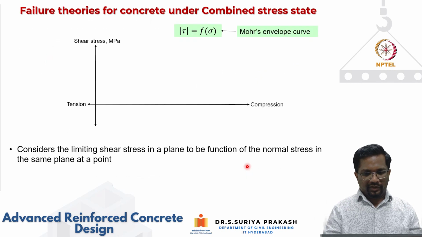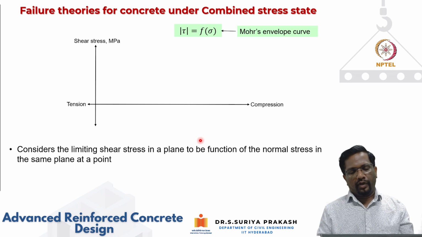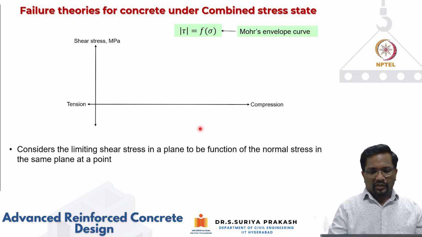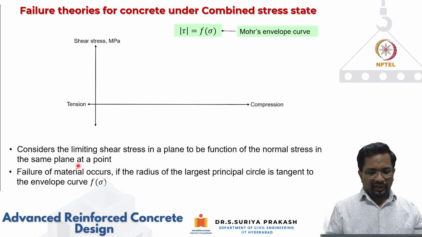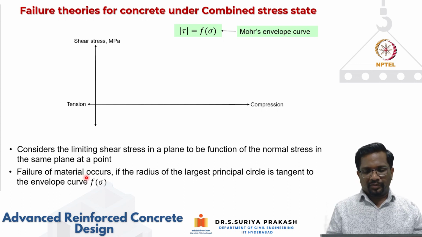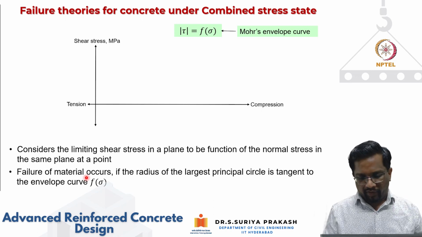Now let's look at how, for example, this Mohr envelope curve can be derived. As we have explained before, it considers failure as when the limiting shear stress in a plane is a function of normal stress in the same plane at a point. So if you see here, the failure of the material occurs if the radius of the largest principal circle is tangent to this envelope curve.